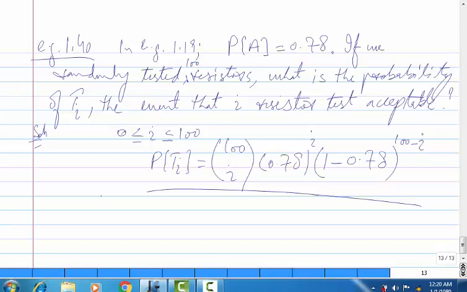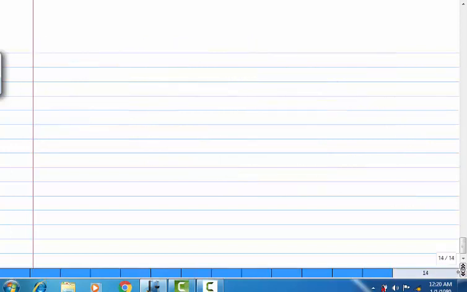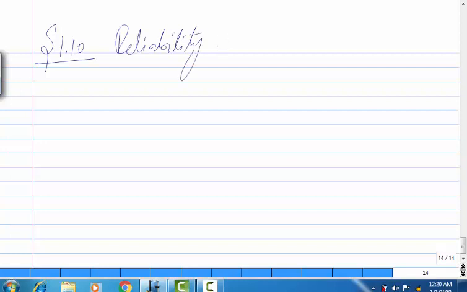Now we move to another topic that is of most importance, known as Article 1.10, and it is known as reliability. Reliability problems. I told you in a previous lecture that normally we use probability for reliability analysis. So let's see how reliability problems are solved in the real world and how we use the probability. Now, we have a system that has some components connected in it.